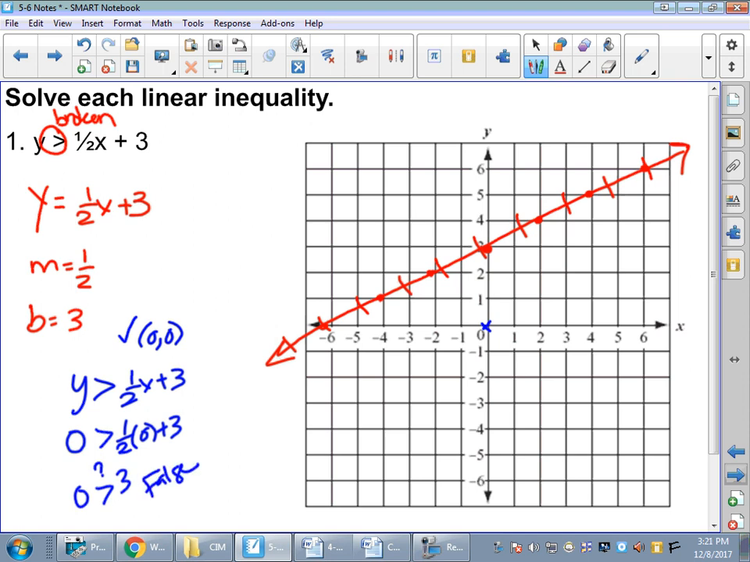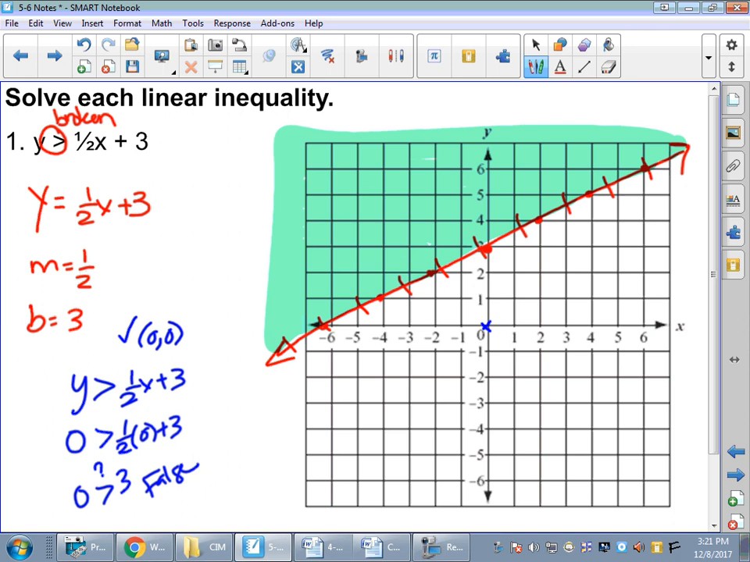0 is not larger than 3, which means 0, 0 gives me a false reading, so every ordered pair below the line would not work and is not a solution, which tells me all of my solutions are above in the other half plane. So I'm going to graph here all the solutions above the half plane. Now notice I didn't pick a point in this area, but by process of elimination, if the point that was below it didn't work, then all of these ordered pairs above it must work.